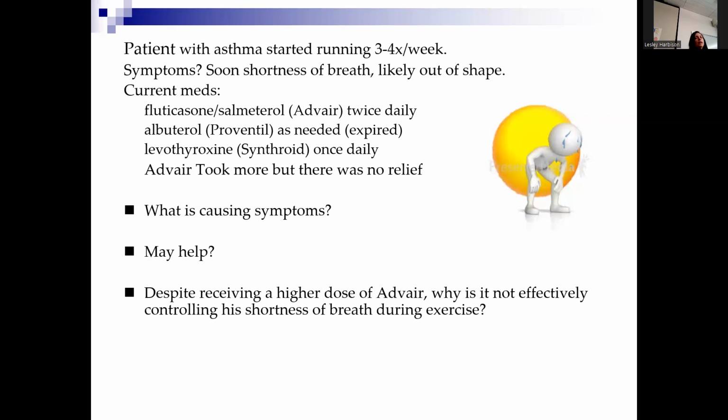So their albuterol, which would be like their rescue inhaler to really open things up. Yes, probably they're not used to running, maybe. That certainly could be true. But if their albuterol is expired, maybe it's not potent enough and it's not giving them that instant bronchodilation. This is kind of a funny one. Despite receiving a higher dose of Advair, why is it not effectively controlling the shortness of breath? So if we look back at Advair being a corticosteroid, and in the note it says exercise-induced asthma, so I'm sure that's probably a big part of it too.